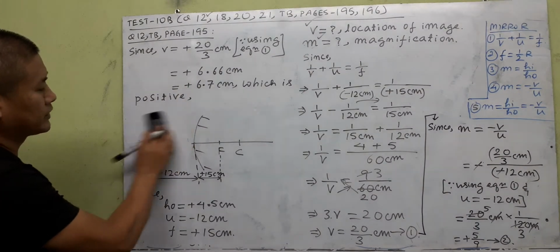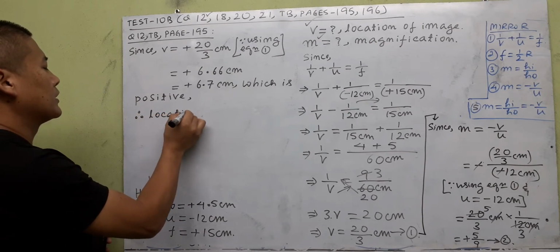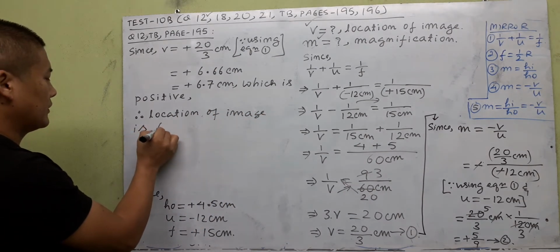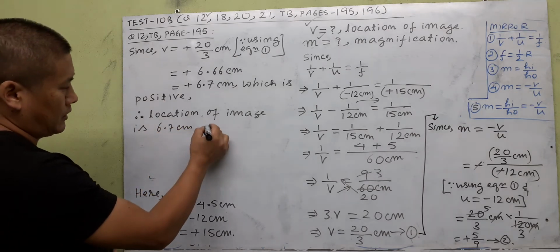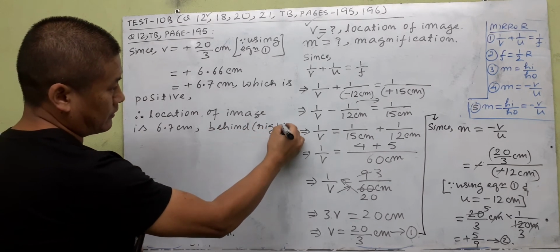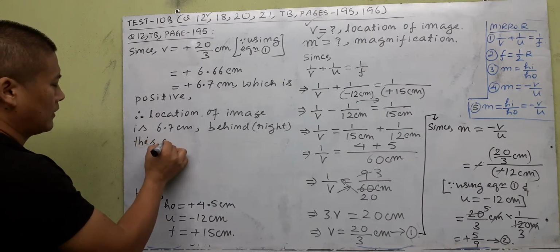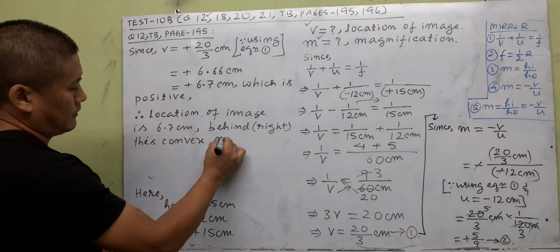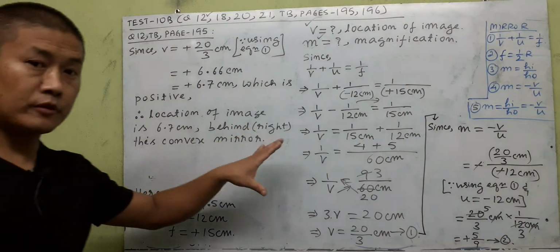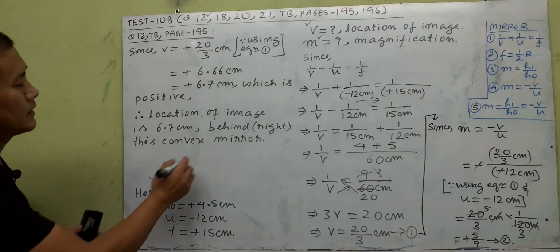So what would you write as your location of image? According to the language of the text, we can write now. Therefore, location of image is 6.7 centimeter, comma, plus means behind, and behind we know the meaning is right side, behind this convex mirror, okay, behind this convex mirror, plus. This is correct because a convex mirror can form only a virtual erect image behind. You cannot form a real inverted image in front. So this must be correct. So this is the first answer.